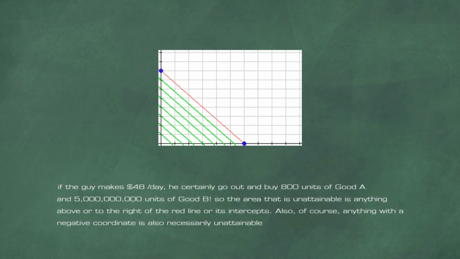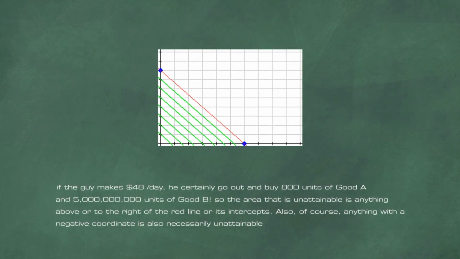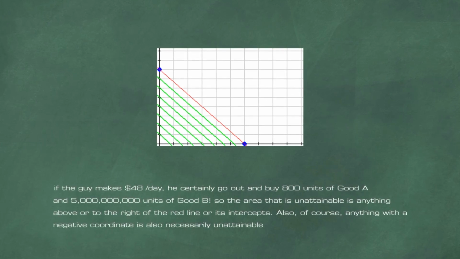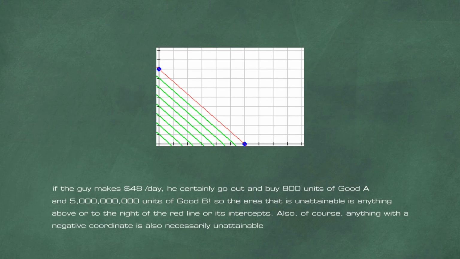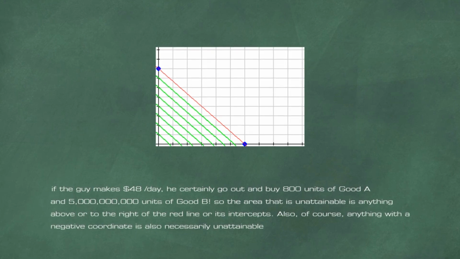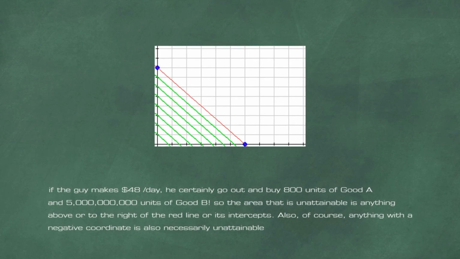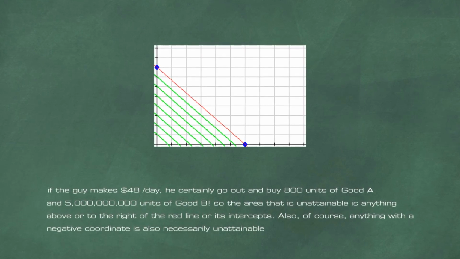So that area that is unattainable is anything above or to the right of the red line or its intercepts. Also, of course, anything with a negative coordinate is also necessarily unattainable, unless a consumer can sell merchandise. But this is why most stores require a receipt.